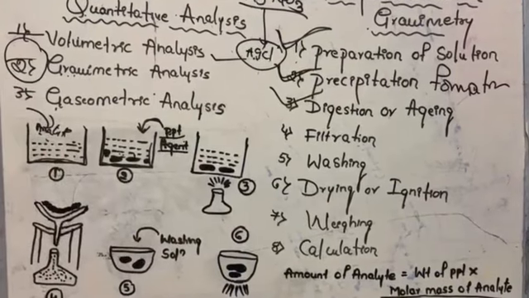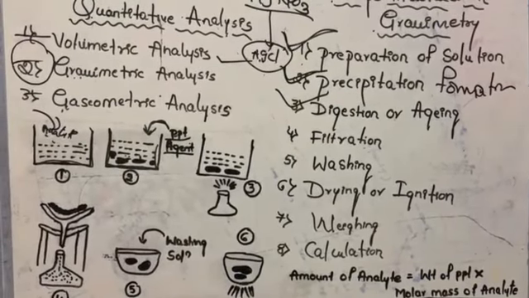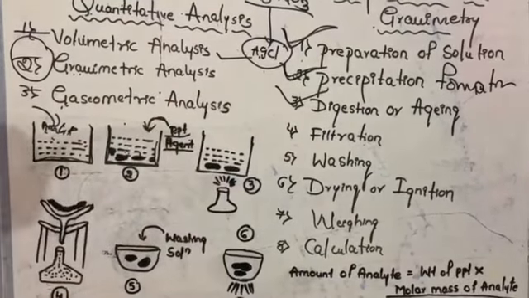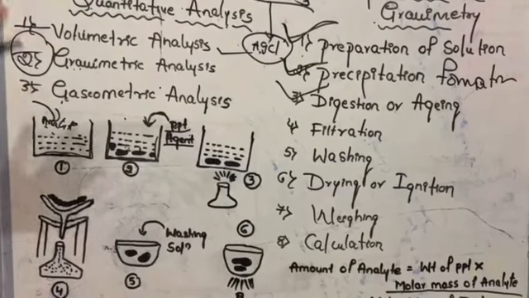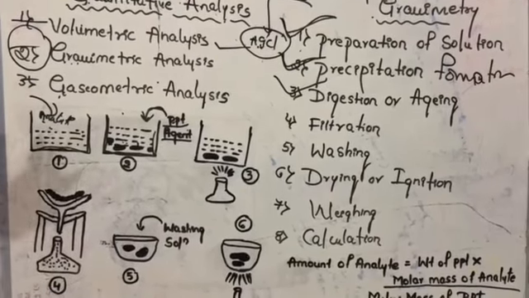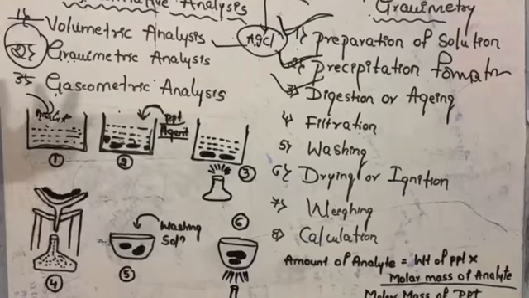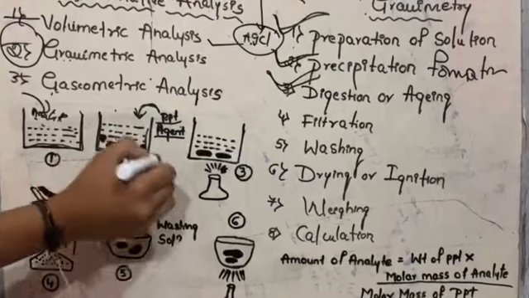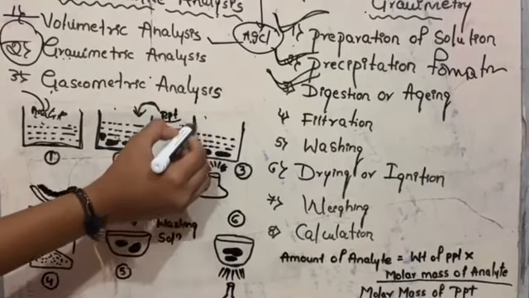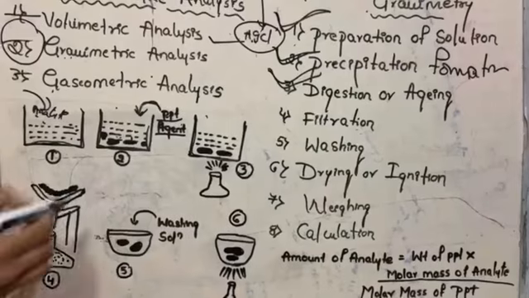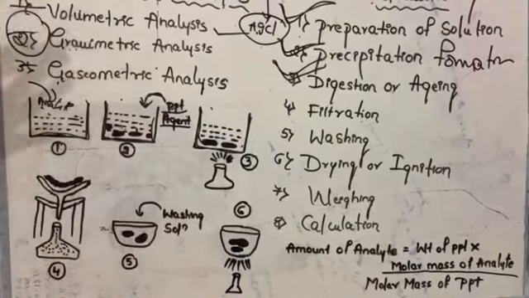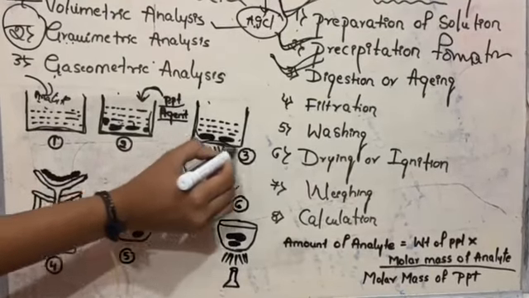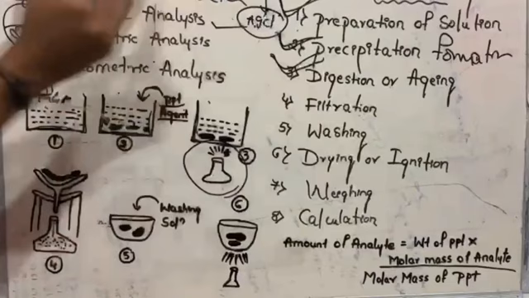How can digestion and aging be described in gravimetry? The crystals of the precipitate formed in the second step will not be big enough. To make those crystals bigger, we move to digestion. In digestion, we keep the precipitate for a longer period of time under heating conditions, and that itself is digestion.